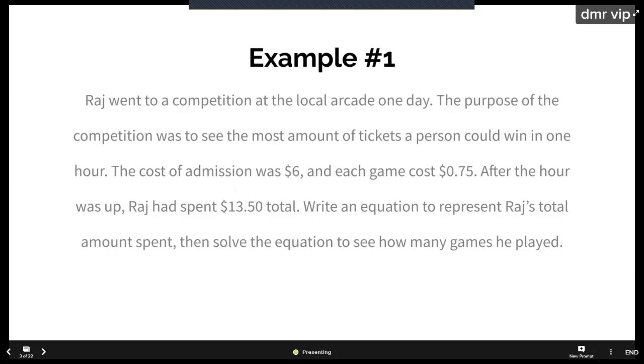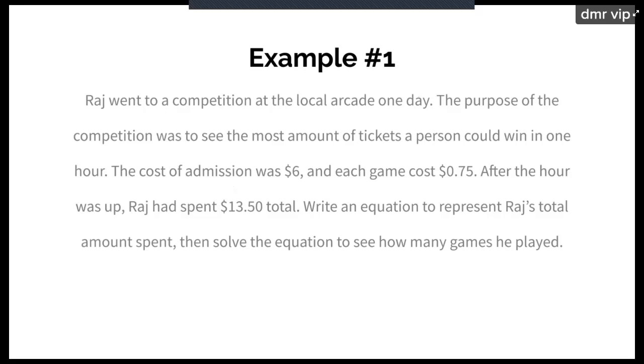Example number 1. Raj went to a competition at the local arcade one day. The purpose of the competition was to see the most amount of tickets a person could win in 1 hour. The cost of admission was $6, and each game cost 75 cents. After the hour was up, Raj had spent $13.50 total. Write an equation to represent Raj's total amount spent, then solve the equation to see how many games he played.